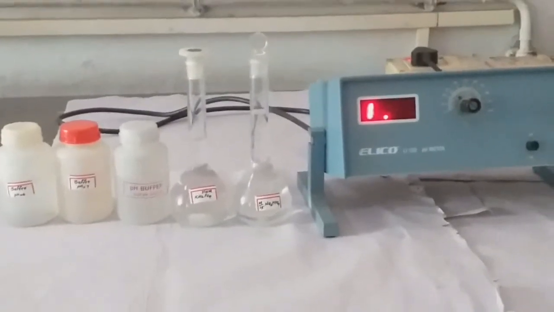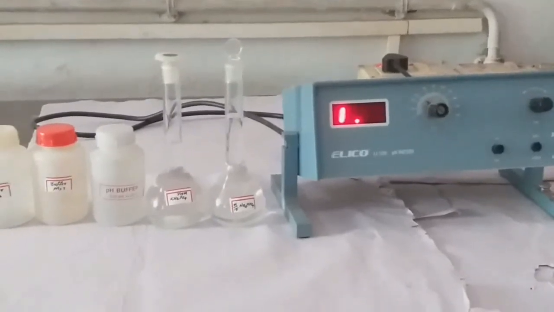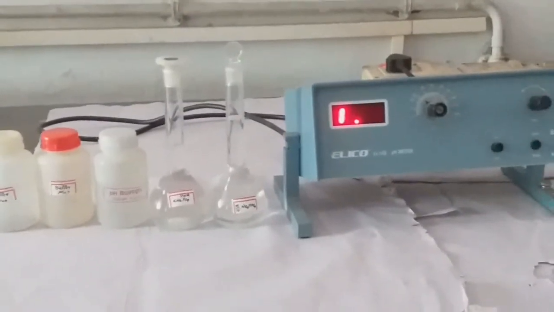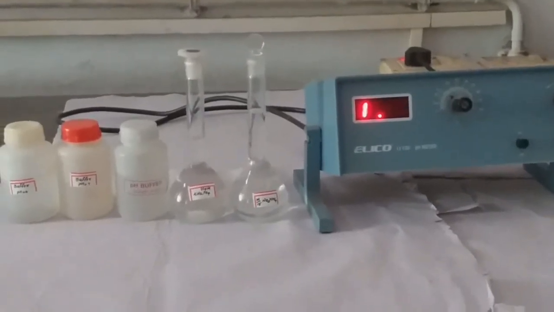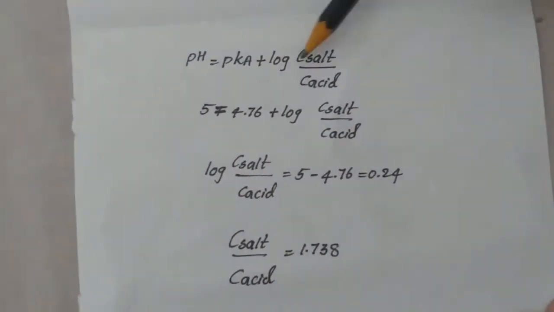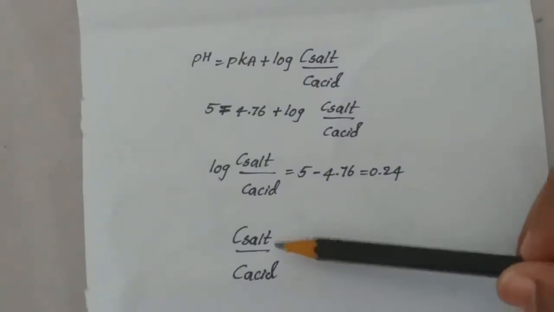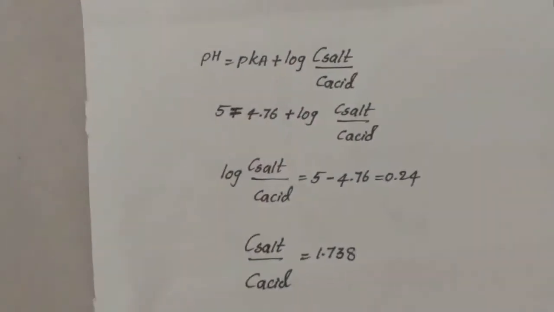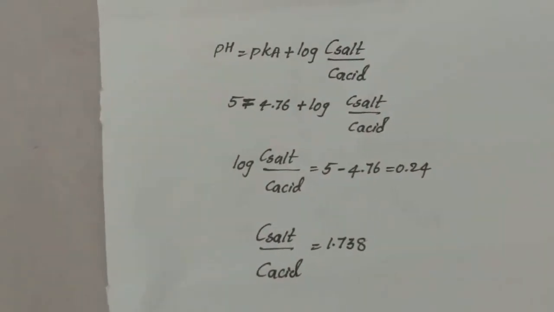For making a buffer solution of specified pH value, we choose an acid with a pKa value near the desired pH value. Suppose we want to make a buffer solution of pH 5. The acid chosen for this can be acetic acid with a pKa value of 4.76. Substitute these values in Henderson's equation: pH equals pKa plus log of concentration of salt by concentration of acid. We get concentration of salt by concentration of acid equal to 1.738. This means that the salt concentration should be 1.738 times the concentration of the acid.